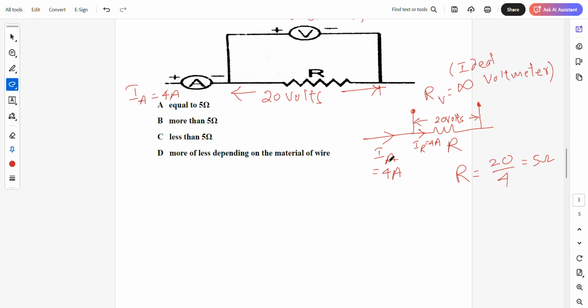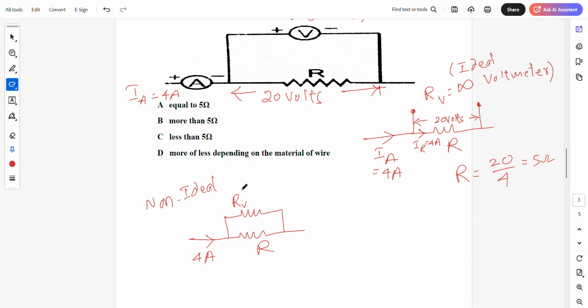Now, we won't get ideal voltmeters in the lab. Correct? This is 4, this is R. We will have some resistance, and that will be very high also. RV. I will consider this as non-ideal.